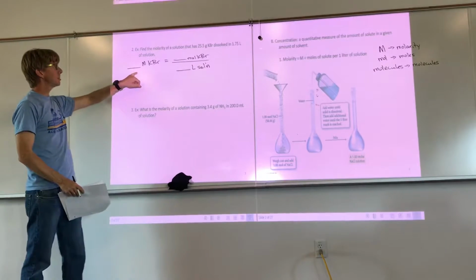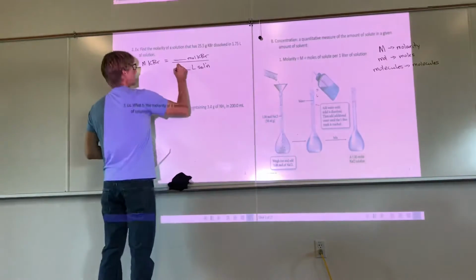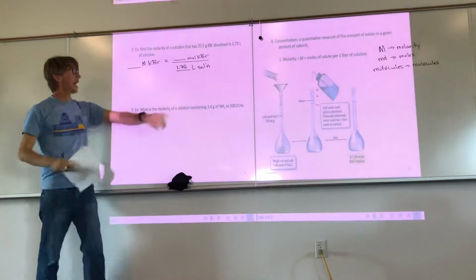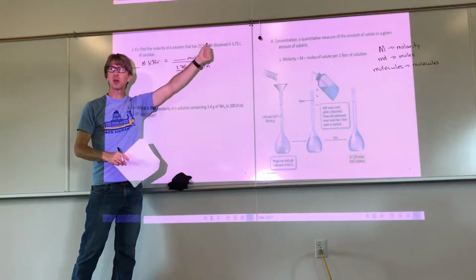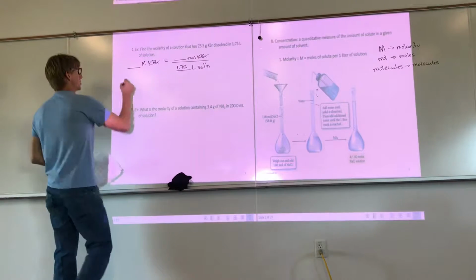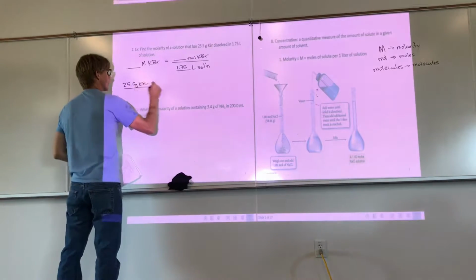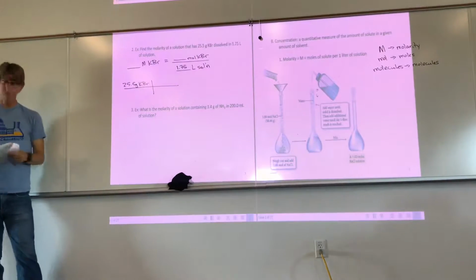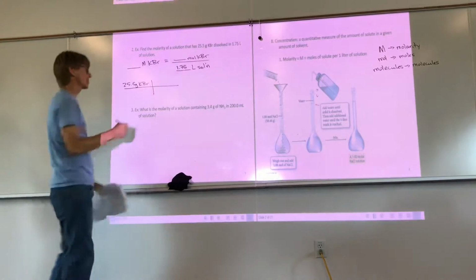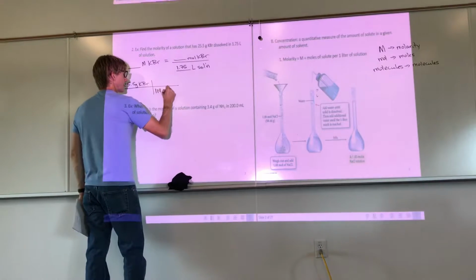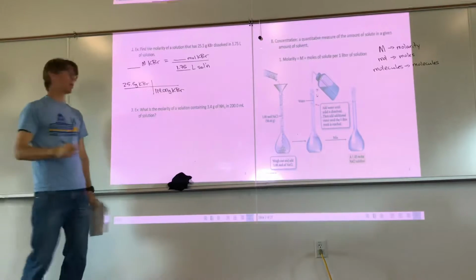So in this particular problem, I know my liters of solution, I can plug that in right away. I don't have my moles of potassium bromide, but I have my grams. So many times we turn grams into moles. Using the molar mass, if I look it up, I get 119.00 grams of potassium bromide per 1 mole.